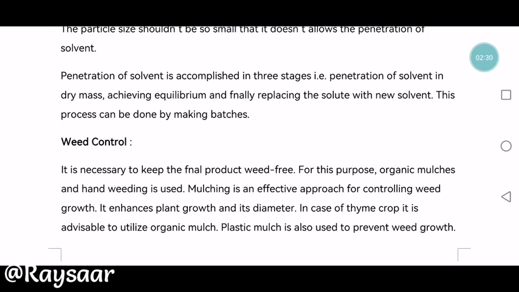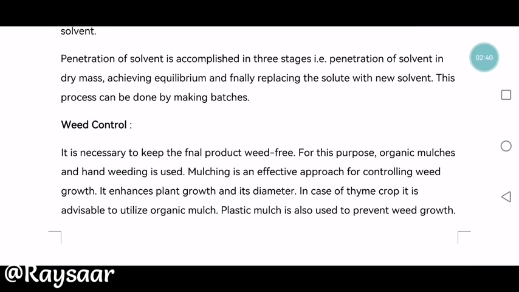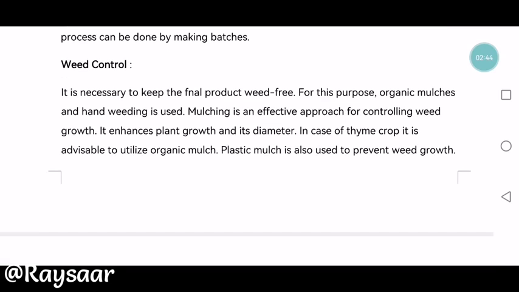Penetration of solvent is accomplished in three stages: penetration of solvent in dry mass, achieving equilibrium, and finally replacing the solute with new solvent. This process can be done by making batches with control.